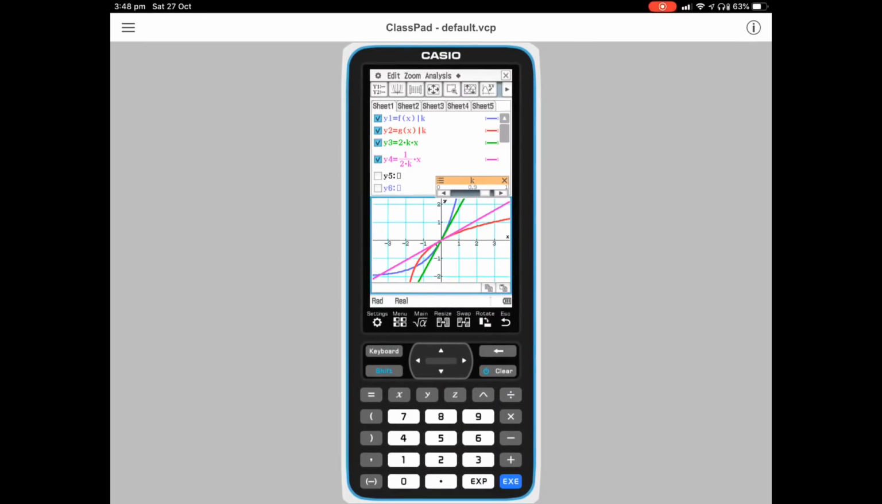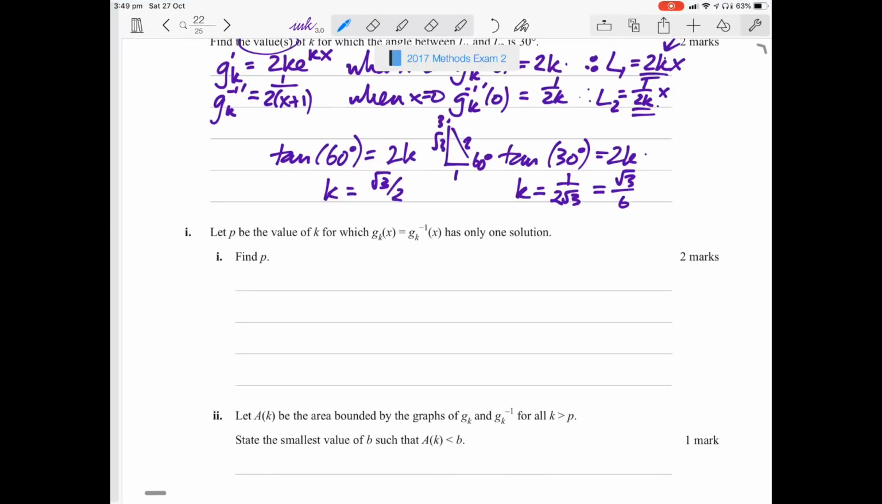So what they're saying is, let's get rid of these two. When the two graphs, if we sketch them, you can see there's going to be a value where they only touch once, and it looks like it's that value there, a half, because then it crosses over. So when k equals a half, there's only one solution.